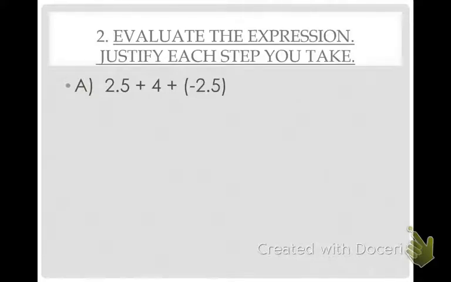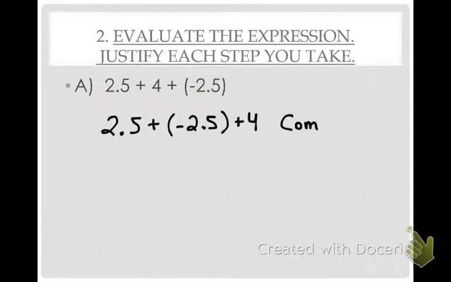Evaluate the expression and justify each step we take. What do you think, Katie? What should I do first? We have to use the commutative property, and we have to put 2.5 next to negative 2.5. You are correct. Okay, why is that called the commutative property? Because it moves it, it's like making a commute, moving from one place to another. Very good job. Okay, I moved it around. It's like making a commute and moving those numbers from one place to another.